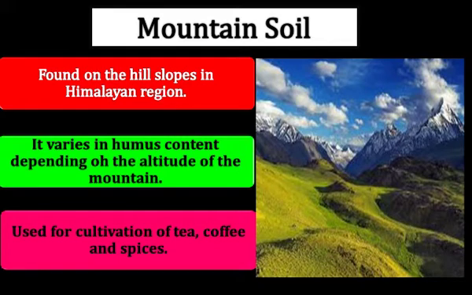Mountain soil. Mountain soil is found on the hill slopes in the Himalayan region. It varies in humus content depending on the altitude of the mountain. It is used for cultivation of tea, coffee, and spices.